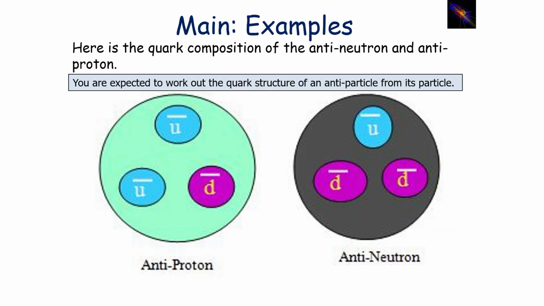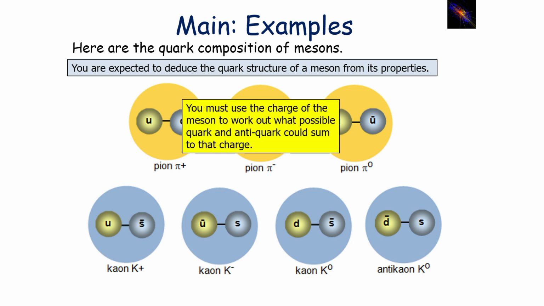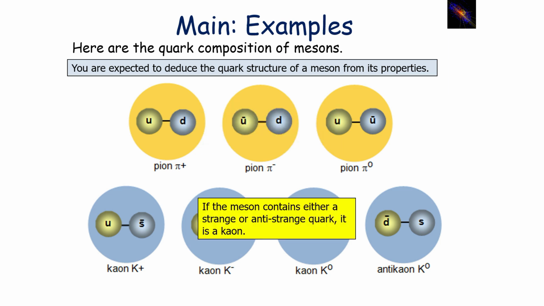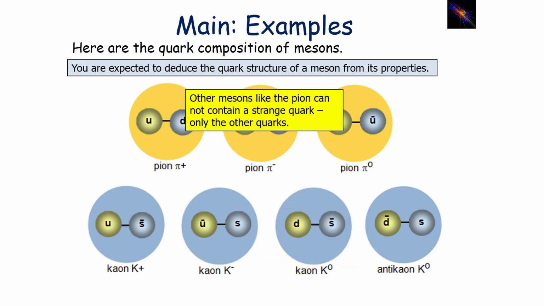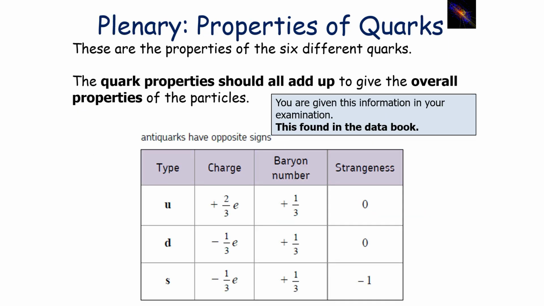Now again, you can work out your antiparticles from the opposite structure of your normal particle, and you can deduce the structure of a meson from its properties. You must work out the charge of a meson to work out what possible quark and antiquark could sum together to that charge. If the meson contains either a strange or an anti-strange quark, it's a kaon, and the only meson which can have strangeness is a kaon. Other mesons like the pion cannot contain a strange quark, only the other quarks. So you can deduce them from the information given to you in your data book.